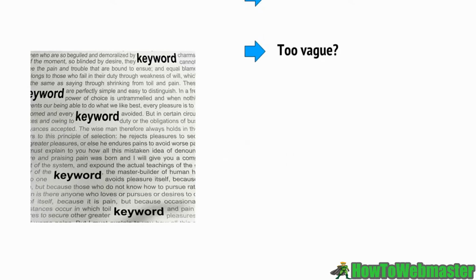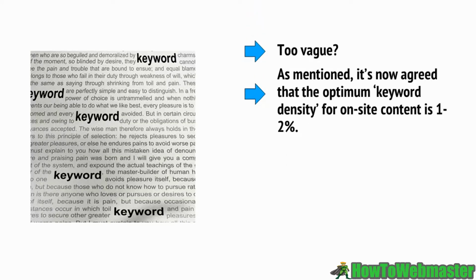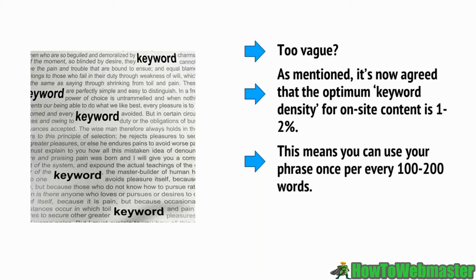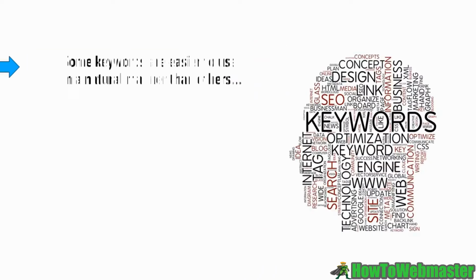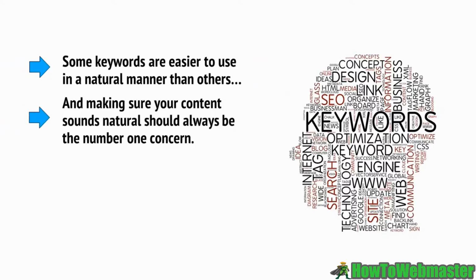Too vague? Well, as I mentioned, it's now agreed that the optimum keyword density for on-site content is 1 to 2%. This means you can use your phrase once every 100 to 200 words. But you also need to use your common sense a little. Some keywords are easier to use in a natural manner than others, and making sure your content sounds natural should always be the number one concern.